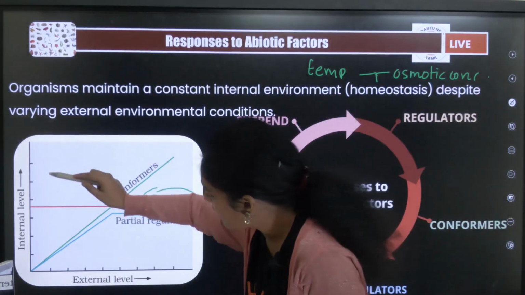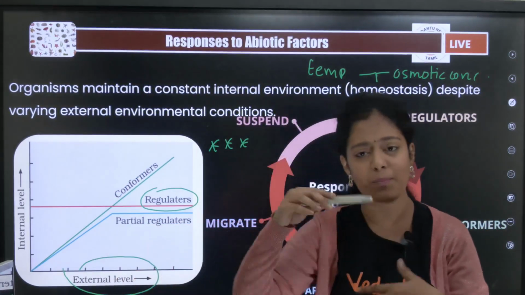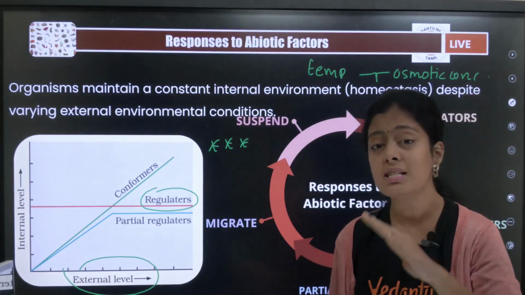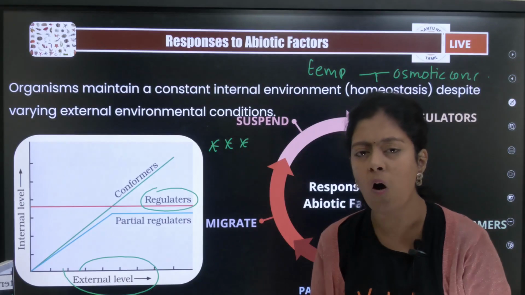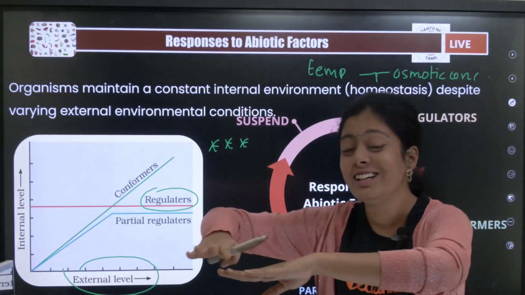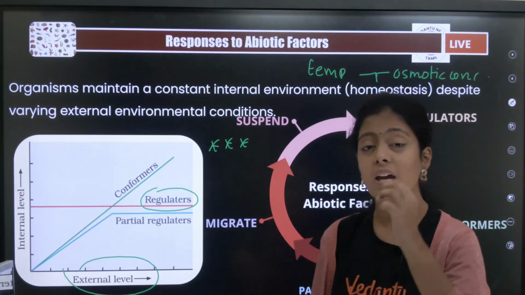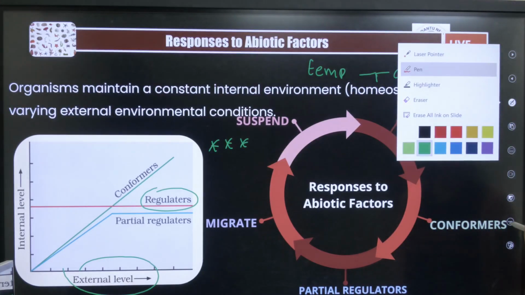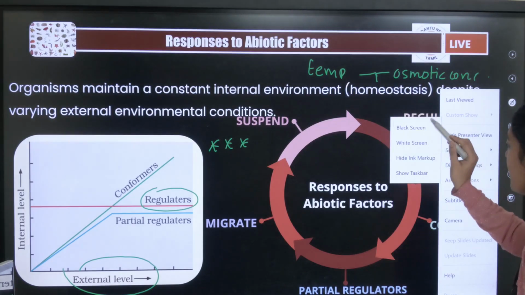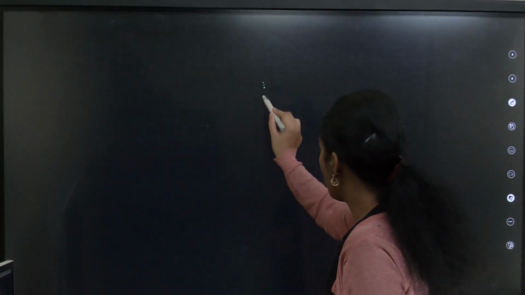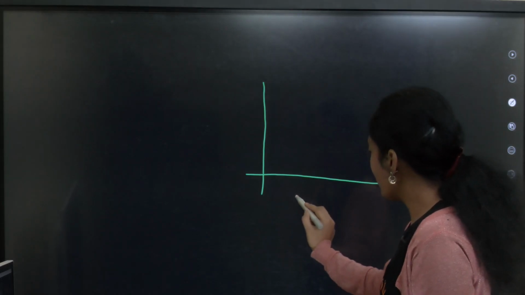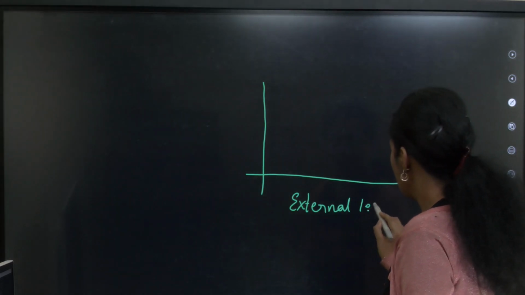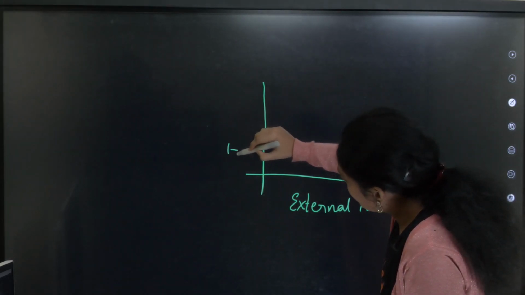However much the external level changes, whether my temperature changes or my concentration changes, this organism is working so hard to maintain a constant internal environment. Okay, so what do regulators do, children? Regulators maintain a constant internal environment. Okay, so this is your graph. This is your external level. It can be temperature. External level, and it can be an internal level.